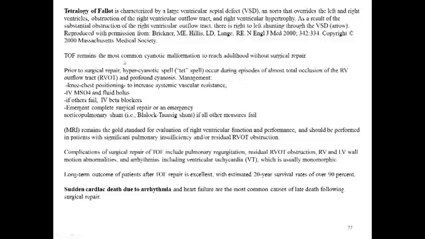It remains the most common cyanotic malformation to reach adulthood without surgical repair. Prior to repair, they may have hypercyanotic spells or TET spells occurring during episodes of almost total occlusion of the right ventricular outflow tract and profound cyanosis. So what you do is knee-chest positioning to increase systemic vascular resistance, morphine, beta blockers, fluids, emergent complete surgical repair, or emergency aortopulmonary shunt, which is the Blalock-Taussig shunt.